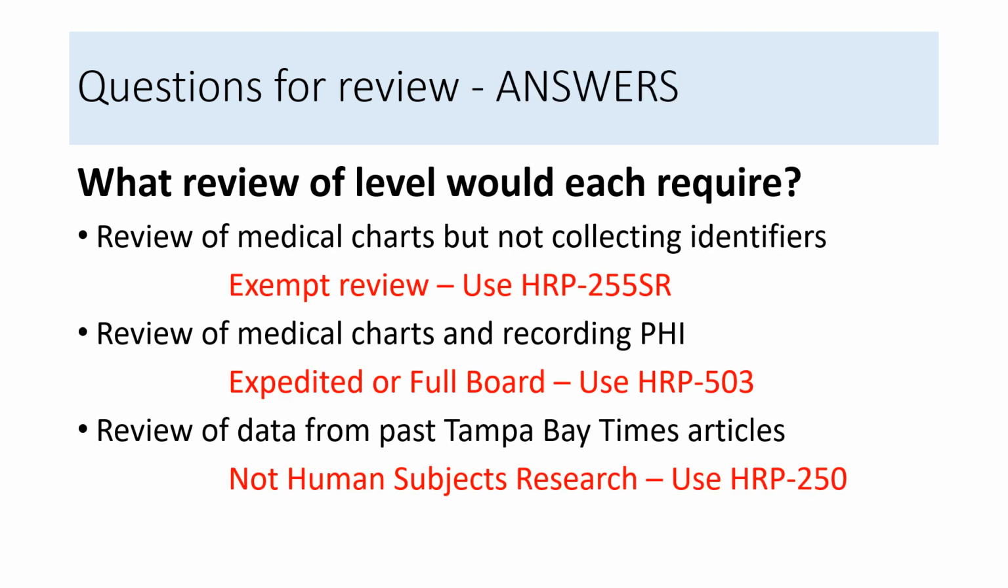Here are the answers. Did you get them right? If you are reviewing medical charts but not collecting identifiers, you can submit this as exempt review using the HRP 255 SR form. If you are reviewing medical charts and recording PHI, such as a medical record number or the dates of their hospitalization, then this would fall under expedited review or full board review. Either way, you would use the HRP 503 for your protocol.